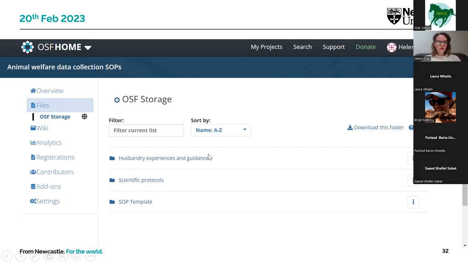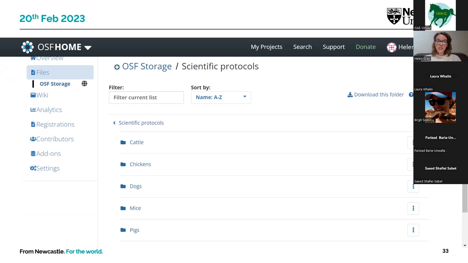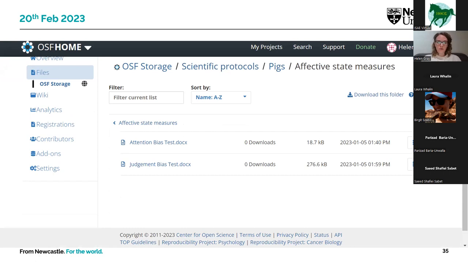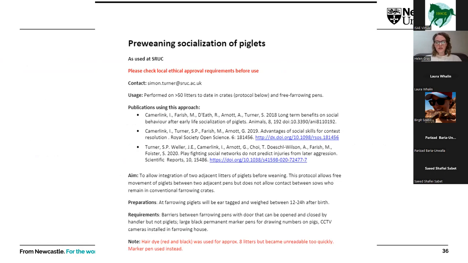If you clicked into the scientific protocols folder, you would get a list of species that people might be working on. If you click into species, you would get some different methods or protocols that people might be using. And if you click into these, you would see, so Simon Turner, who's been working on this with me from SRUC, has uploaded some of his own protocols for an attention bias test and a judgment bias test here. And you'd be able to look at what is being done in other institutions, openly share what does and does not work. So you can see a template that we've mocked up here that Simon has used.